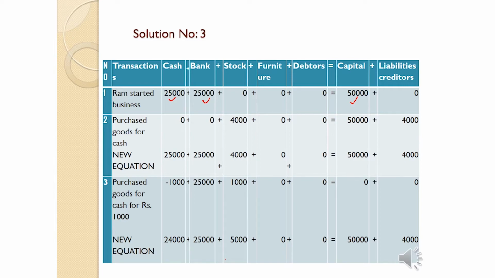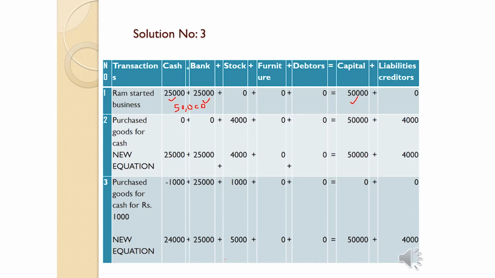So the equation is cash 25,000, bank balance 25,000. So 25,000 plus 25,000 is 50,000. So 50,000 is equal to the capital amount, which is also 50,000. So the accounting equation is proved here. 50,000 here and here also 50,000. So the accounting equation is equal.